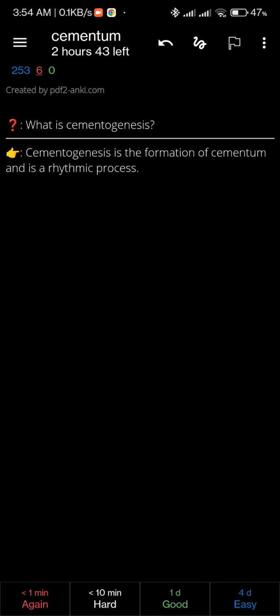What is cementogenesis? The process of formation of cementum is called cementogenesis, and it is a rhythmic process. What do cementoblasts deposit onto? The dentin matrix.